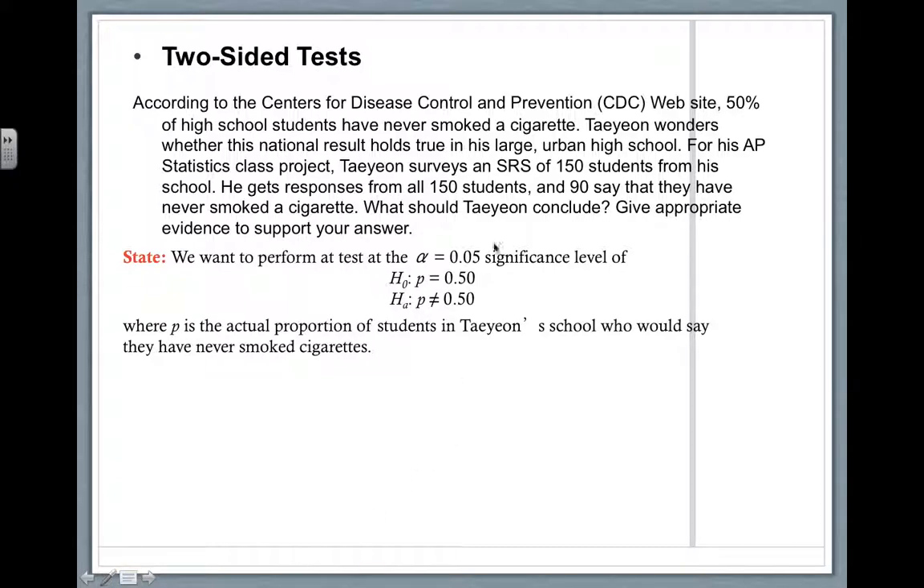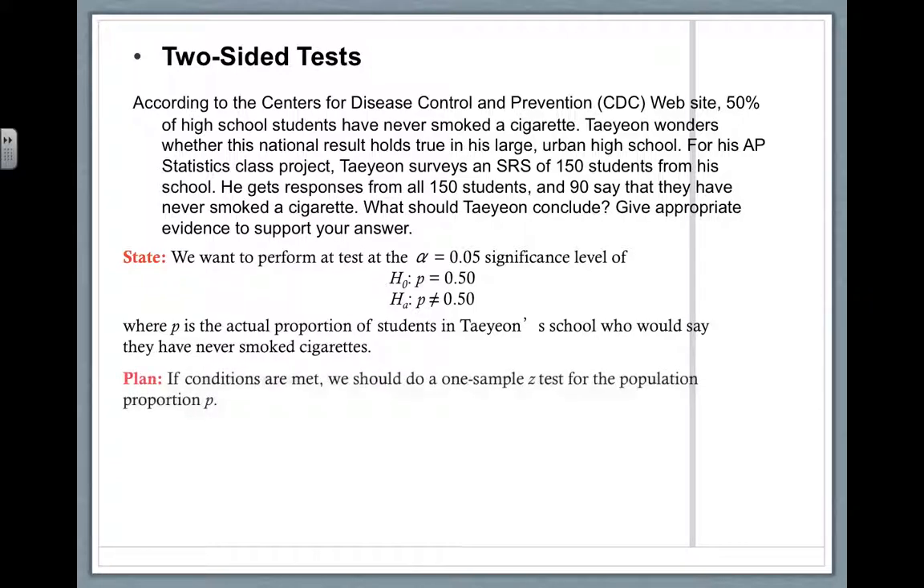Okay, so we want to perform a test. Don't worry about the significance level. We'll be getting into that in our next chapter, in chapter 20. Our null hypothesis here would be 0.50. And our alternative hypothesis is that it's not going to be 50. It doesn't really say more or less. It just says he wonders whether the national results hold true in his high school. So he's not saying that he wants to say if it's more than his high school or less than his high school. He just wants to know if it's true for his high school.